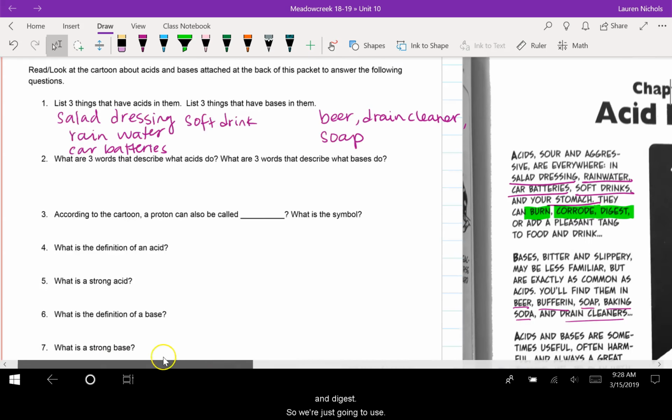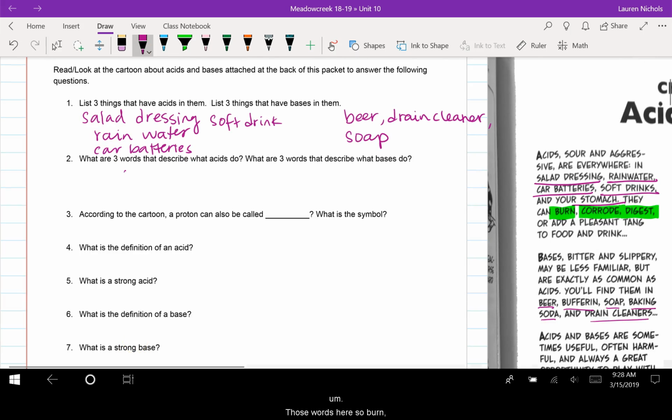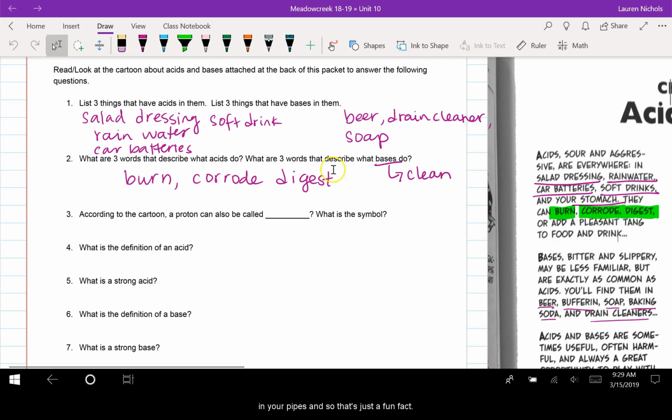So we're just going to use those words here. So burn, corrode, digest. These are things that can happen. And bases specifically can be used to clean things. One reason why bases are in drain cleaner and acids are not is because bases and acids can both eat through clogs and drains, but bases will leave your pipes alone, whereas acids will react with the metal in your pipes. And so that's just a fun fact.